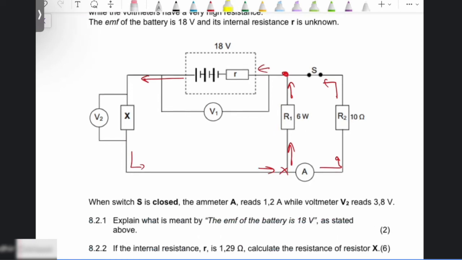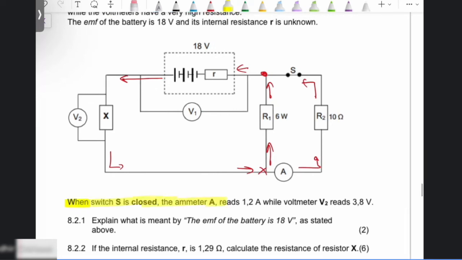So here they've given us the EMF value there. That's nice. It says when the switch is closed, the ammeter A reads 1.2 amps and the voltmeter V2 reads 3.8. So here they told us that this is going to be 3.8 volts already. This is 3.8 volts for V2, and this is 1.2 amps already. Now, guys, before I even look at the questions, I want to show you guys what you can fill in from this here.